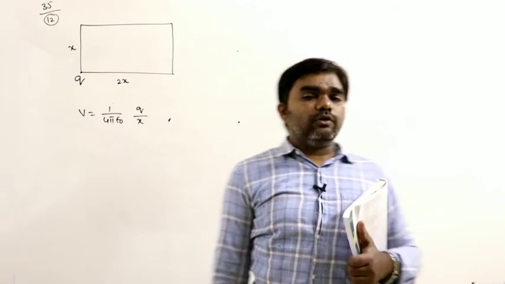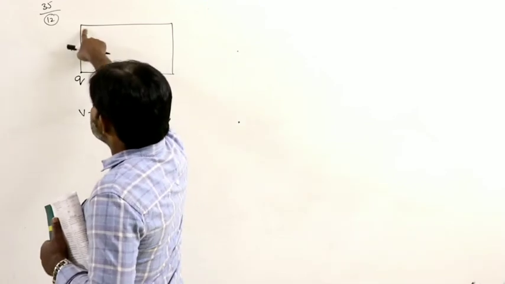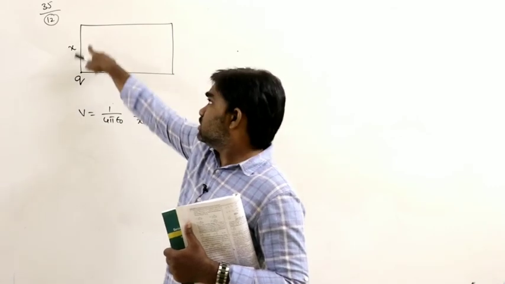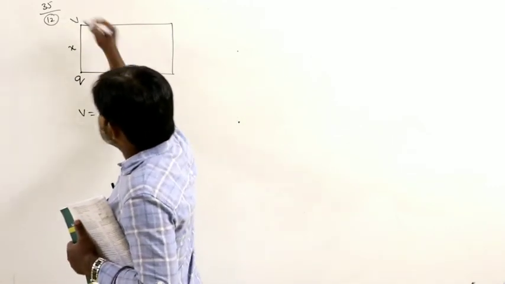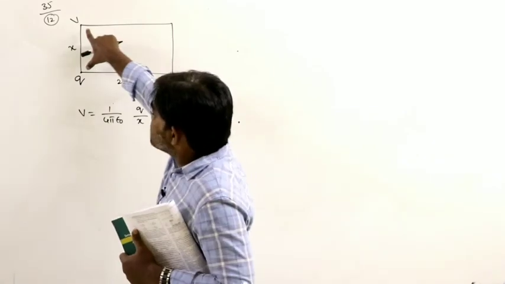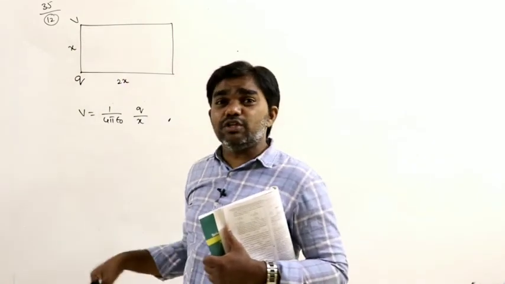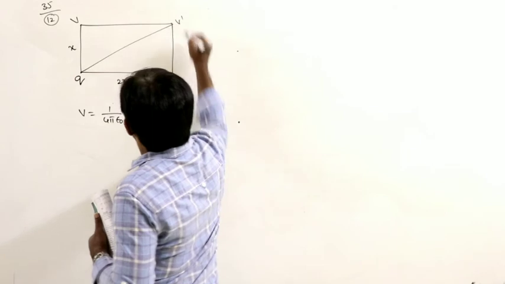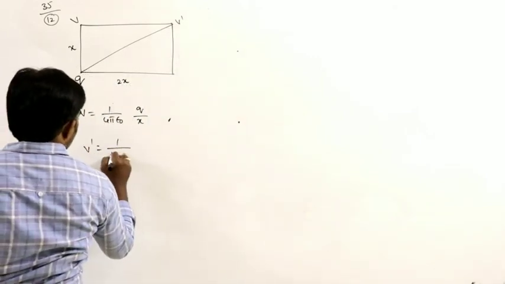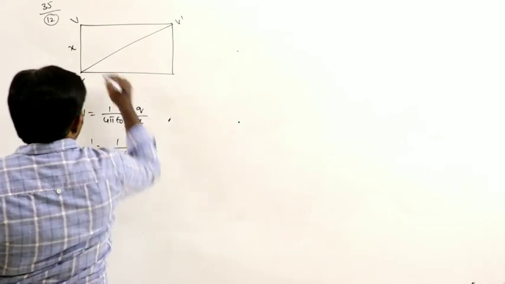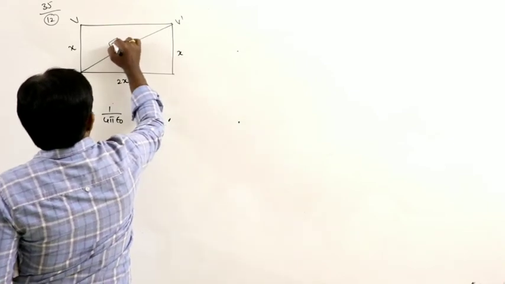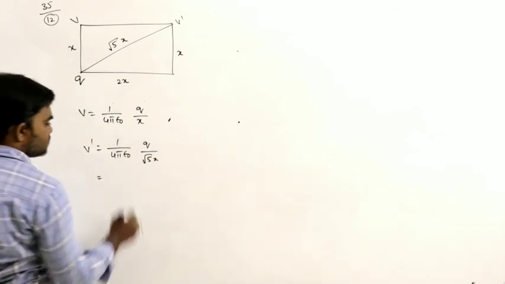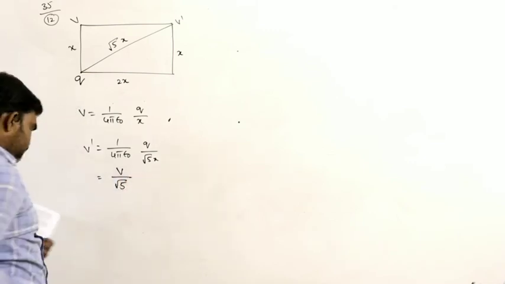Then the minimum electric potential. Where is the minimum? If the distance is less, potential is maximum. So at this position the maximum potential V exists, because this is the minimum distance. Where it gains minimum potential, the distance is maximum. The diagonal distance is the maximum, at this position V dash. So V dash is equal to 1 by 4 pi epsilon naught q by, what is the distance? This is 2x and this is x, so root of 5 x. So 1 by 4 pi epsilon naught q by x is V, that is V by root 5. Simple thing.